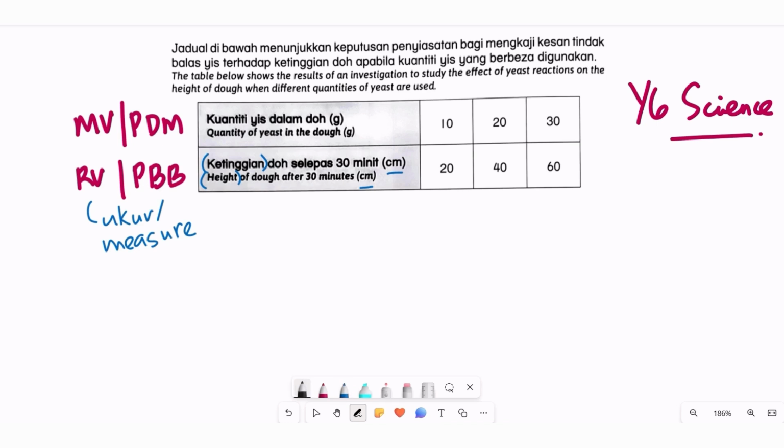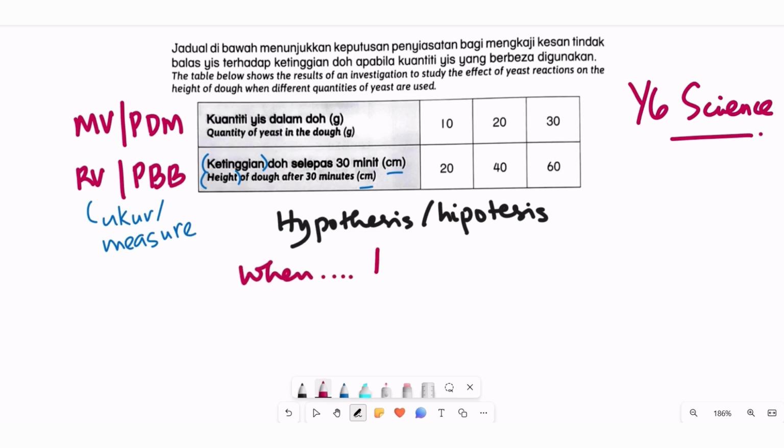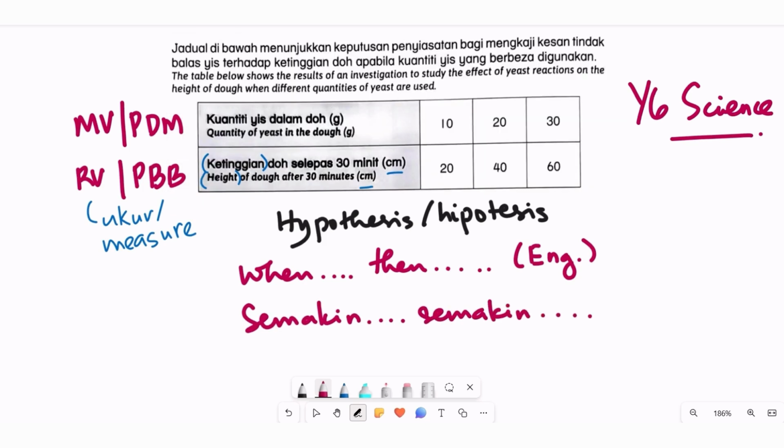Now we're going to discuss how to answer hypothesis. Dalam bahasa Melayu kita panggil hipotesis. To answer hypothesis, the English version and the bahasa Melayu version are different. Usually for my students, I always recommend them to use the when and then statement when answering in English. In BM kita guna semakin.